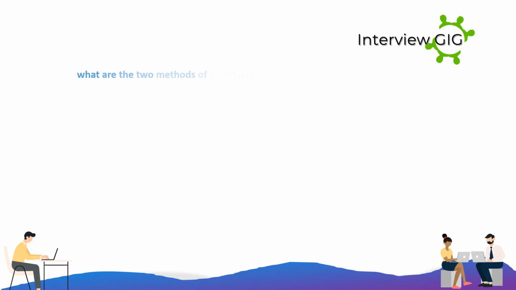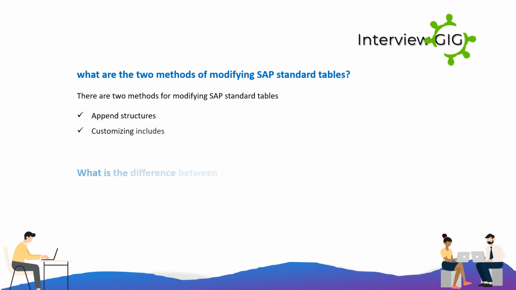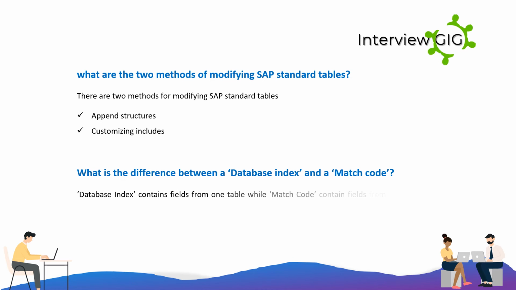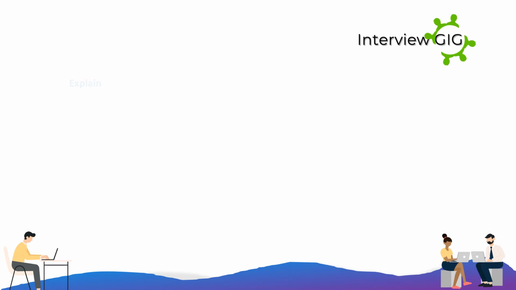What are the 2 methods of modifying SAP standard tables? There are 2 methods for modifying SAP standard tables: append structures and customizing includes. What is the difference between a database index and a match code? Database index contains fields from one table while match code contains fields from several tables. Match code objects can be built on cluster tables, transparent tables and pool tables.